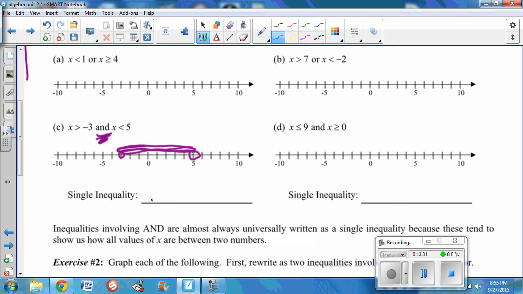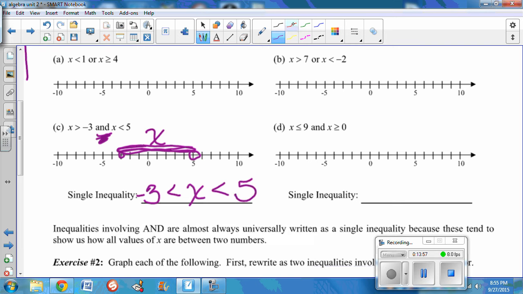So how do I write this as a single inequality? Because right now I have two separate inequalities. So we start off with, just like we would read this from left to right, so we go from least to greatest. And all of my values of x lie in between. So I would say -3 is less than x, which is less than 5.